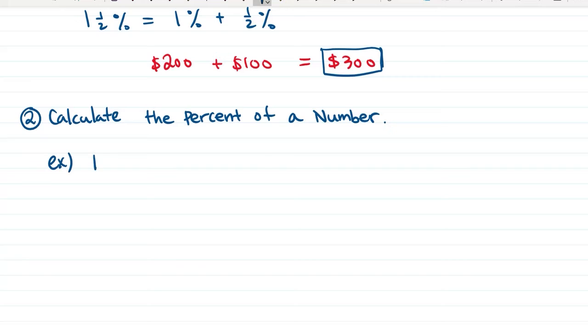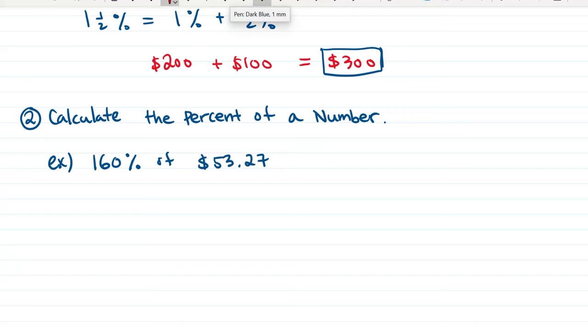Example 1, 160% of $53.27. Okay, so when you're given the percent and you're trying to find the answer, you would have to change the percent to either a fraction or decimal value. And usually the decimal is easier, so we'll change that to decimal.